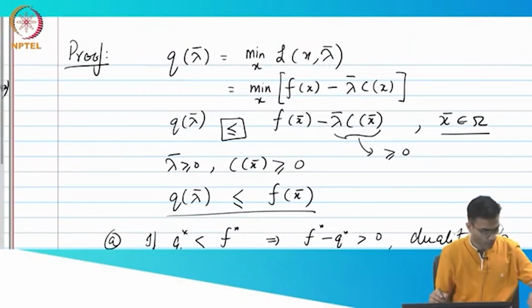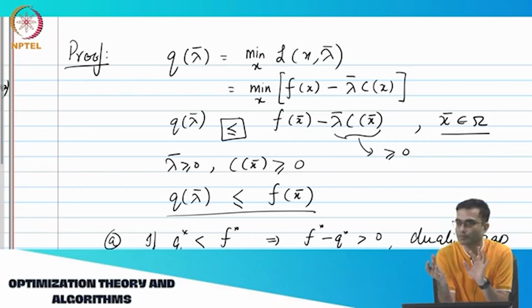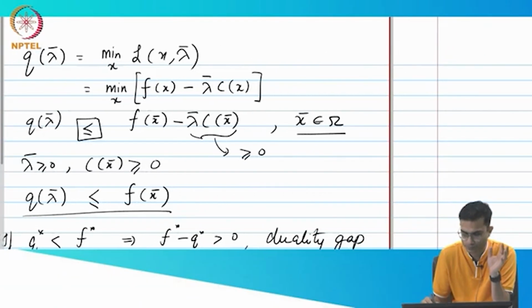Okay, so this is essentially what I wanted to cover about duality and the difference between convex and non-convex problems. And as you have seen, the proofs are really simple. Yeah, question.